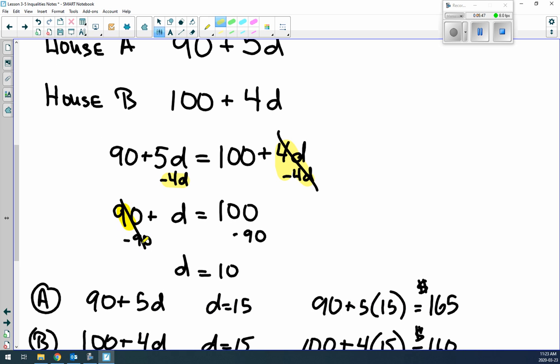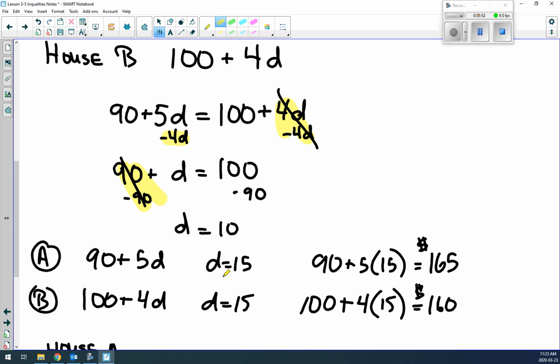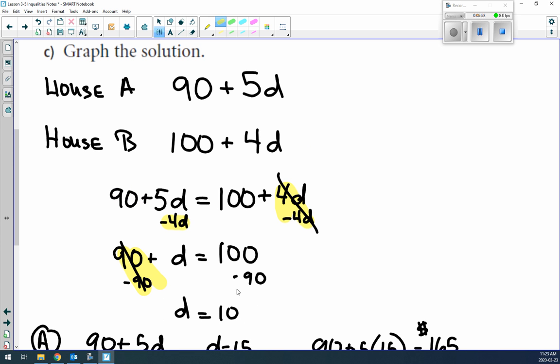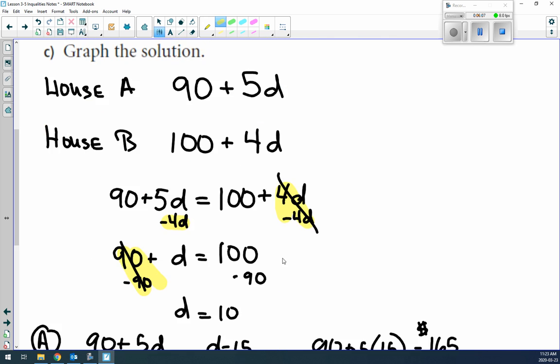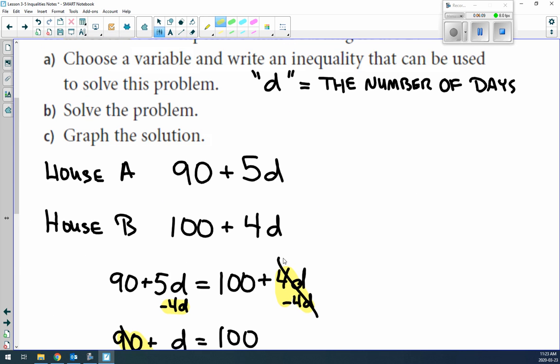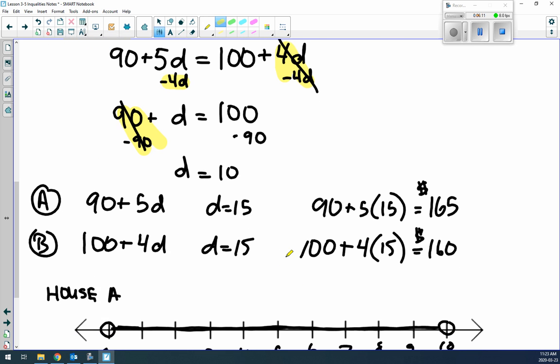How do we move the 90? Subtract 90 from both sides. 100 minus 90. So D equals 10, oh, there it is. So D is where it's going to change over. So for instance, if your dog was going to be at the boarding place for 10 days, it wouldn't make any difference if you went with house A or house B. Okay. Second part of the question says solve the problem. We did that already.